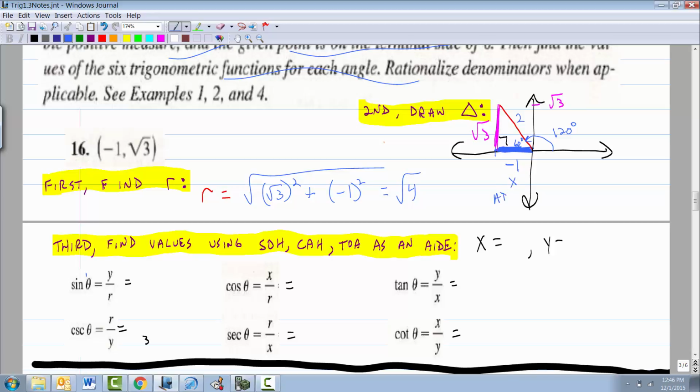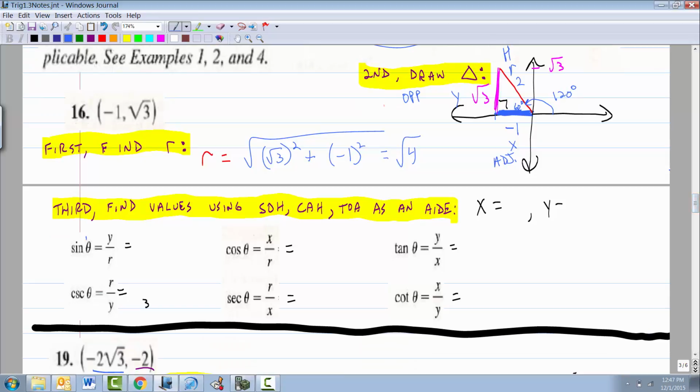All right, this is x, which is adjacent. This is y, which is opposite. And then this is hypotenuse, which is r. Okay, so what's the sine of theta, everybody? What's the sine of the 60 in quadrant 2? Sine is √3 over 2. It's not negative because we're up. Cosine of theta is what? Adjacent over hypotenuse. -1 over 2. Tangent is what? Y over x. -√3. Everyone okay?